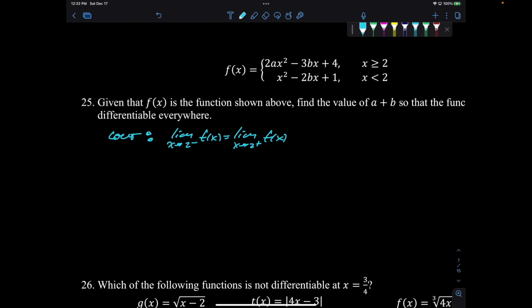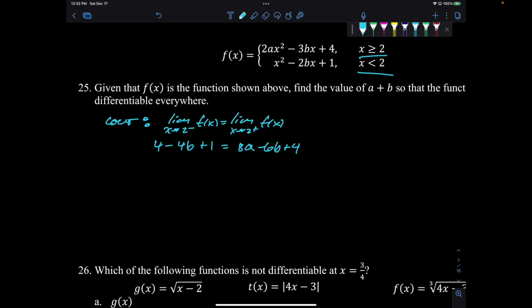So from the left, we're going to get x is 2. So you get 4 minus 4b plus 1, right? Because from the left, we would use this. And then from the right, we're going to use this. So it's going to be 8a minus 6b plus 4. Okay, so far, whatever. So you basically get 1 is equal to 8a minus 2b from that.